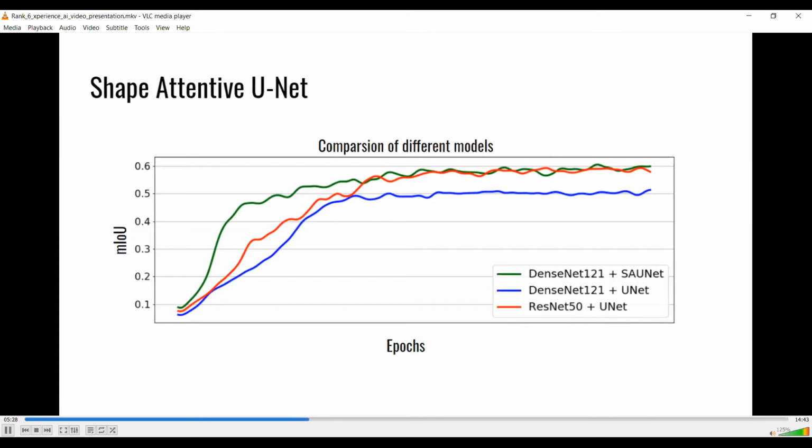Overall, we came to the conclusion that using shape attentive UNet is impractical due to several reasons. First, comparable results with traditional UNet. Second, time and memory costs. It requires 3 times more time and 2 times more memory for training compared to ResNet 50 plus UNet model. And last, hard-coded encoder. Unfortunately, we didn't find the way to use it with another encoder, which led to loss of flexibility in our experiments.